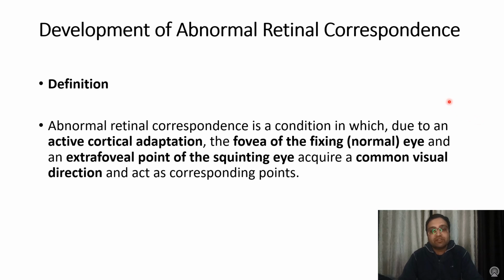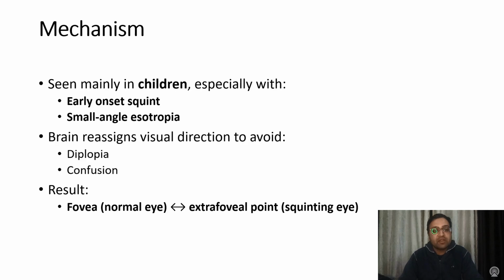Coming on to the definition of ARC, it is a condition in which, due to an active cortical adaptation, the fovea of the fixing eye, that is the normal eye, and an extrafoveal point of the squinting eye acquire a common visual direction and act as corresponding points. Okay, so what is the mechanism?